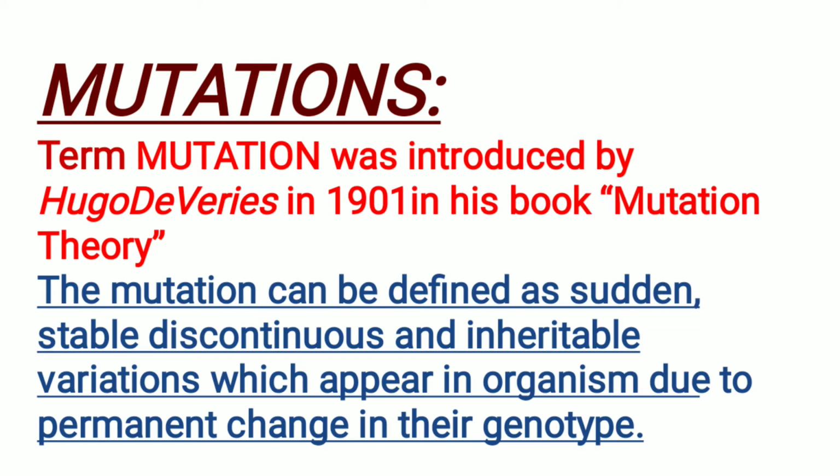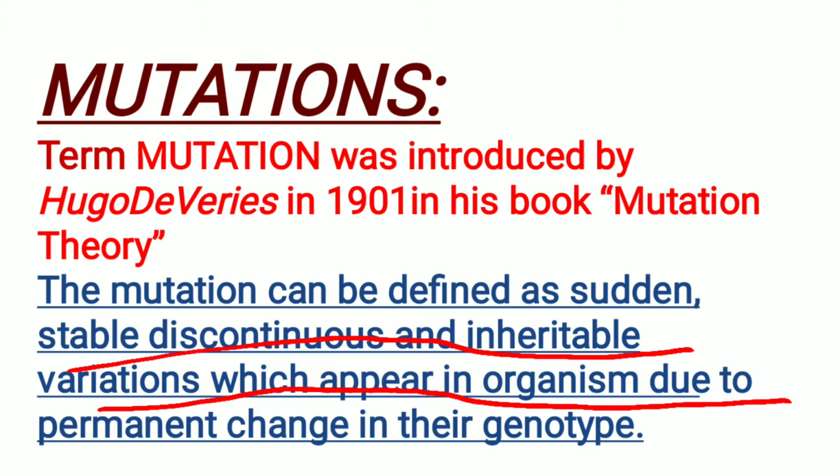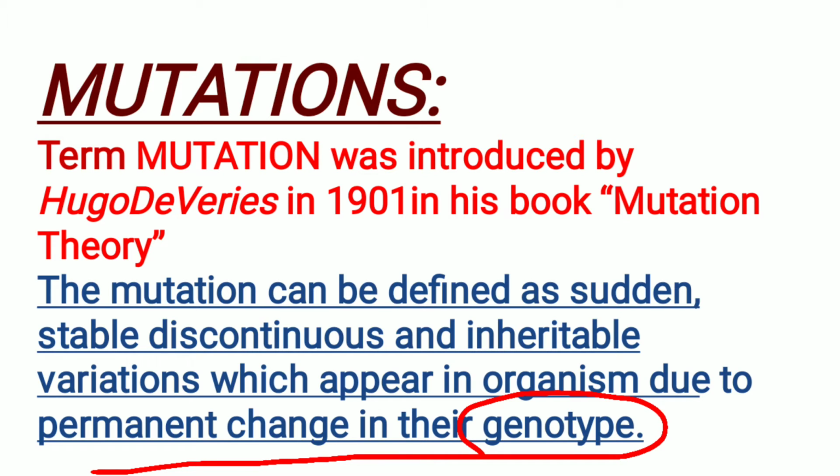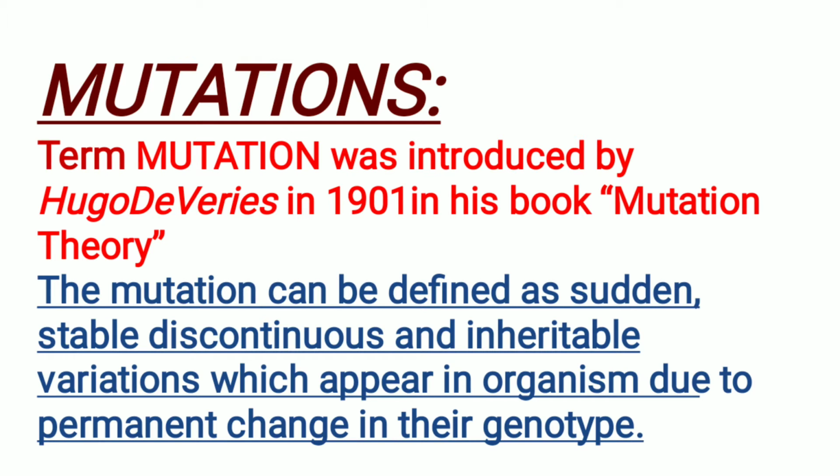However, the term mutation as a discrete change in the genotype was given in the year 1901 in his book Mutation Theory. And today, mutation can be defined as the sudden, stable, discontinuous, inheritable variation which appears in the organism due to a permanent change in its genotype. What is meant by it? That a permanent change in the sequence of the nucleotide comes which altogether changes the genotype, and since this is a change in the genotype, it is inheritable and visible in the next generation, and this change is apart from the normal variation that appears in every generation.